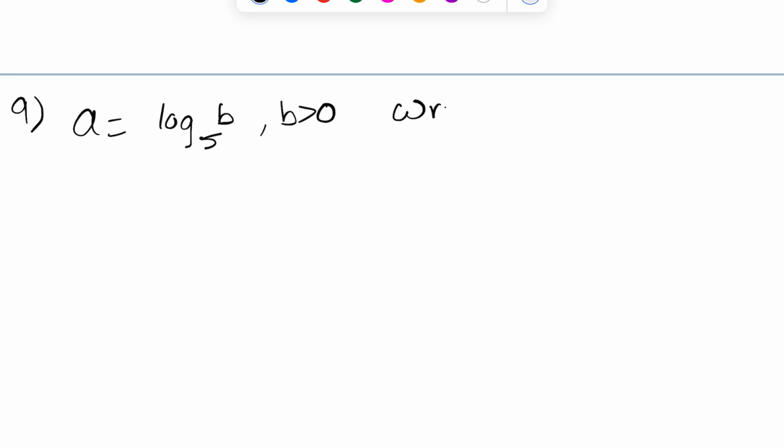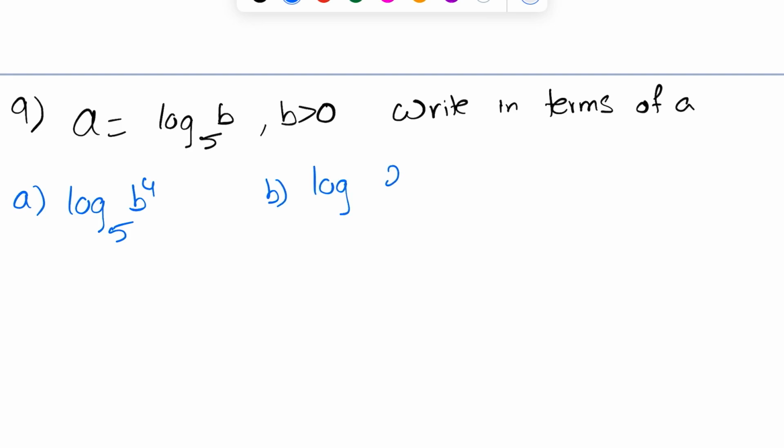Next, question number 9. Let a equal log b to the base 5, where b is greater than 0. Now write in terms of a. So what is the first part of the question? Part A: log b power 4 to the base 5. Part B: log 25b to the base 5. And part C: log b to the base 25.